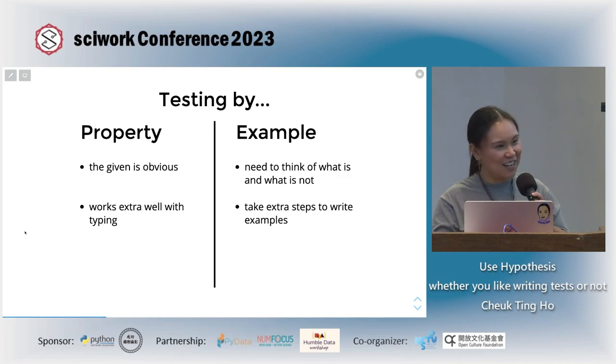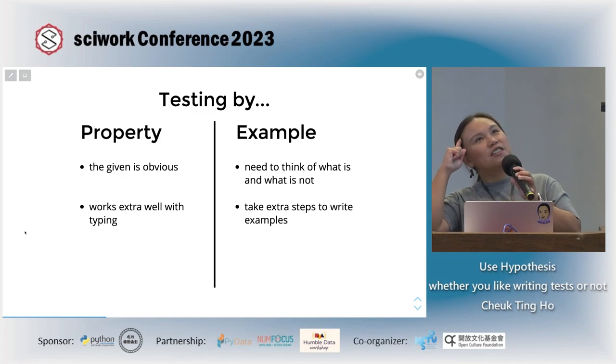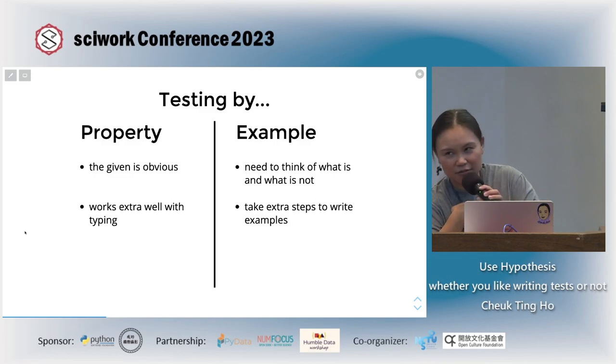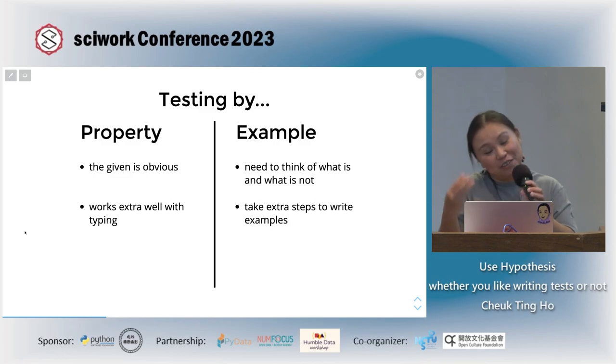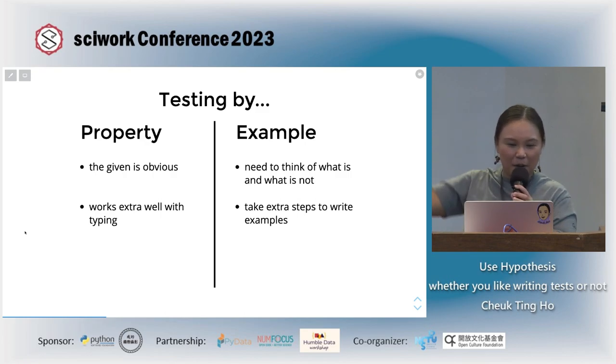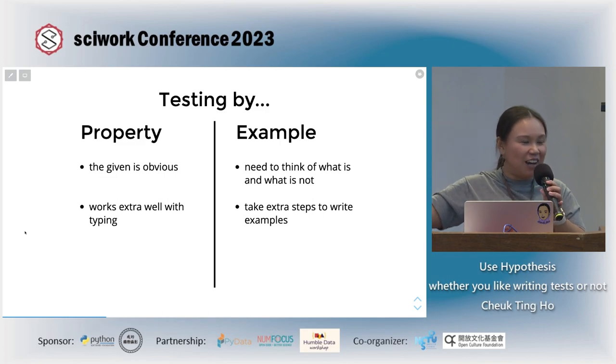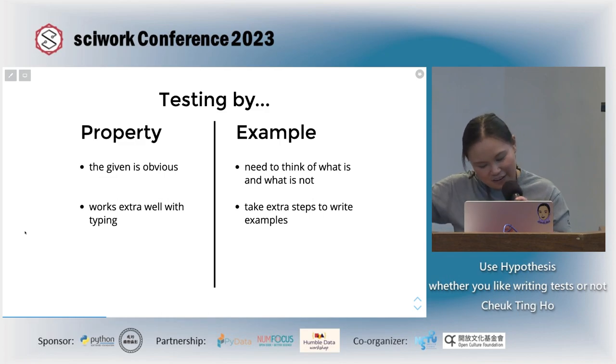But when you write the test, you have to take an extra step to think, okay, positive integer, maybe I will test one. Should I test zero? Should I test zero when I test positive integer? You have to do all these things, right? But if you test by property, you just define, oh, okay, I want to test positive integer. That's it.